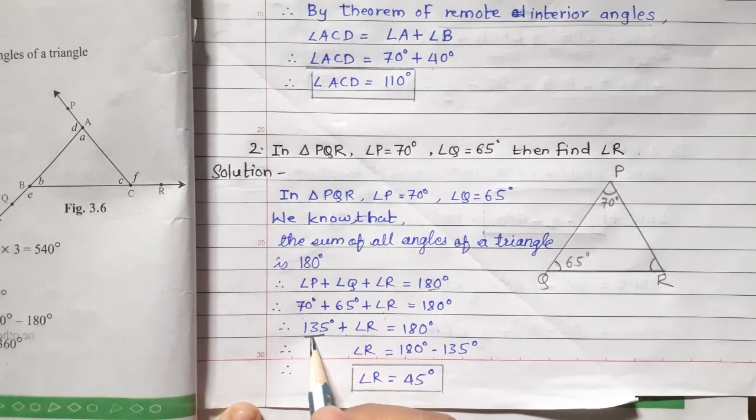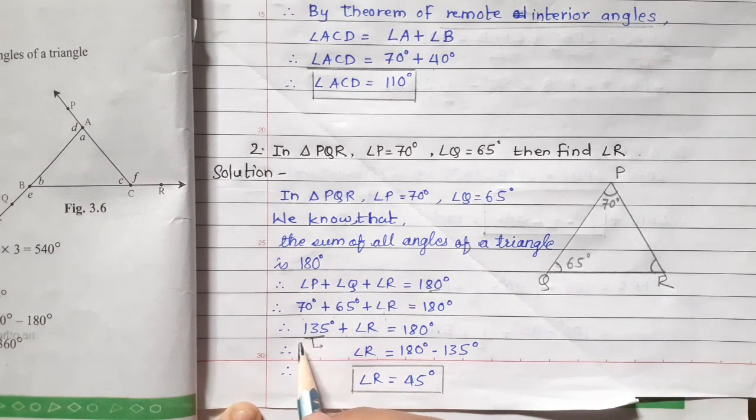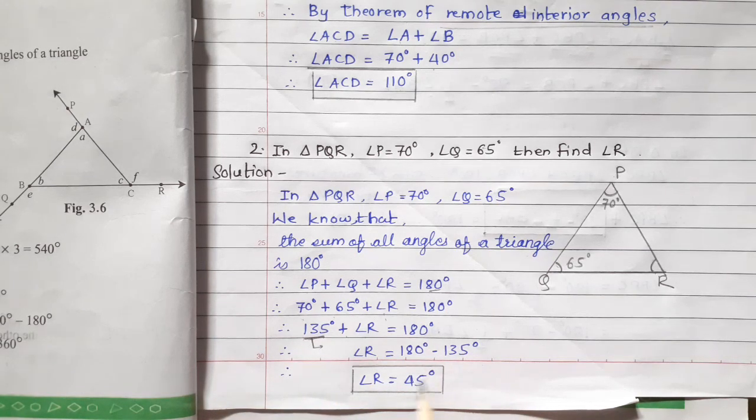Now this 135 degrees is positive on the left hand side. When it goes to the right hand side, it becomes negative. Then in the next step we have angle R is equal to 180 degrees minus 135 degrees, and 180 minus 135 is 45 degrees. So the measure of angle R is equal to 45 degrees.